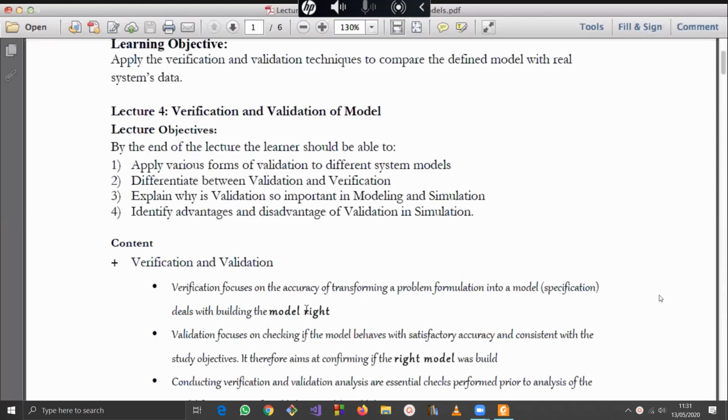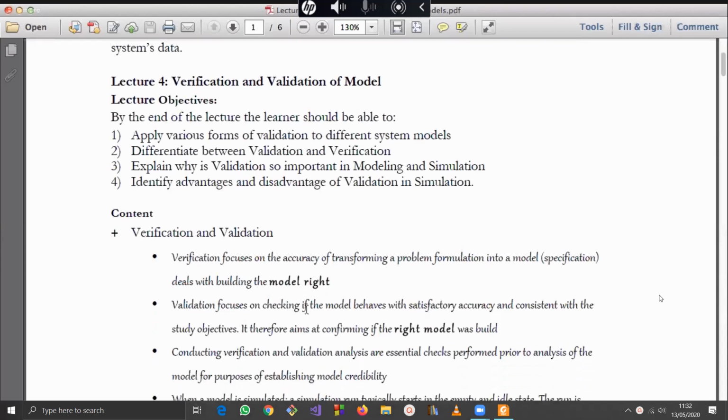Model right. Then number two, we said validation is slightly different. It focuses on the right model. So you may build a model, but is it the right model? The right model is that it is able to perform what is expected of it in terms of its consistency. Because you say a right model should be able to give right answers, consistency.